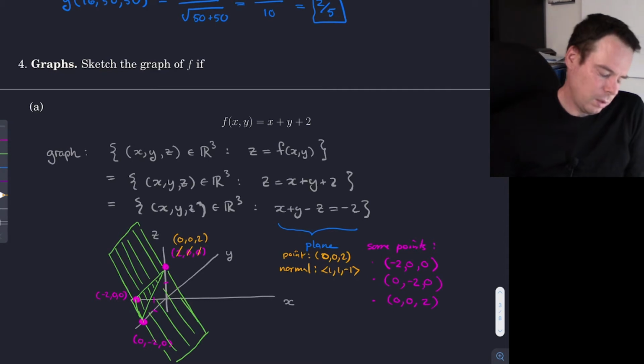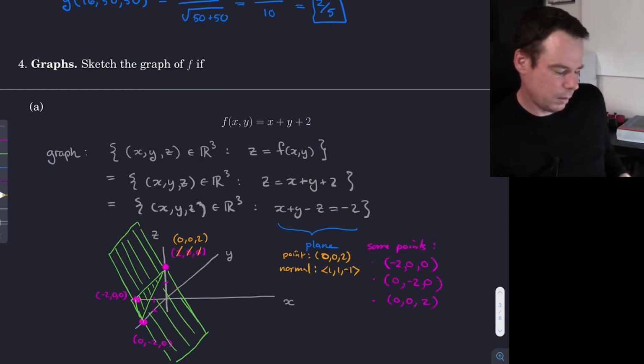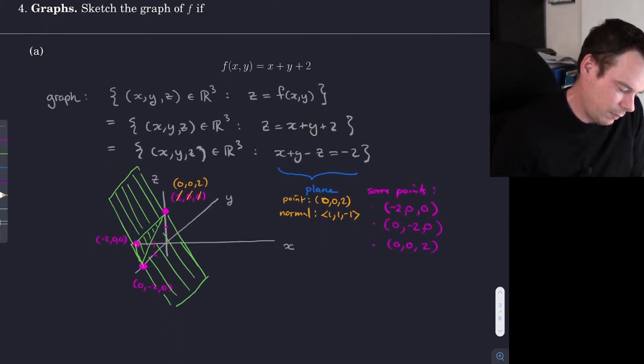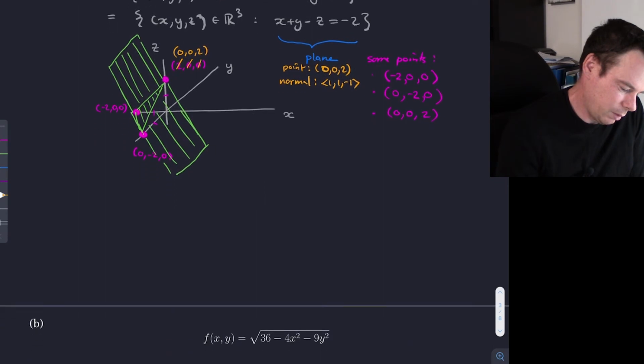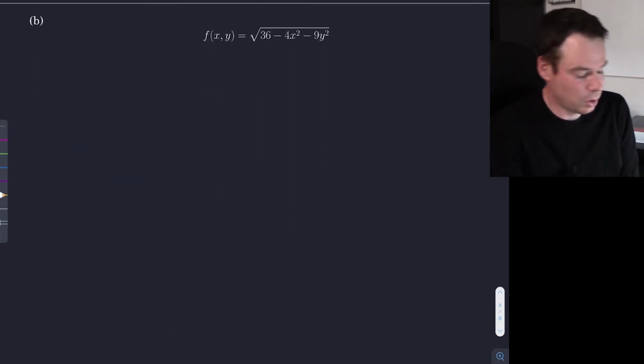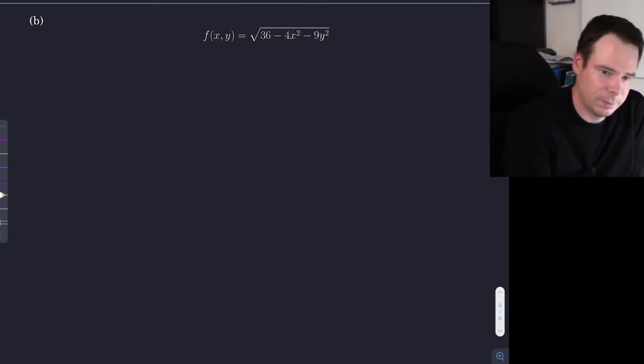So there's something else we could use to get a feel for what this plane is. It passes through the point 0, 0, 2, and it's got a normal vector of 1, 1, -1. All right, so that's our first attempt at sketching graphs. Let's go ahead and look at the next example. We're going to sketch the graph of this function. Again, it's got 2 inputs, 1 output, so the graph is going to live in 3 dimensions.